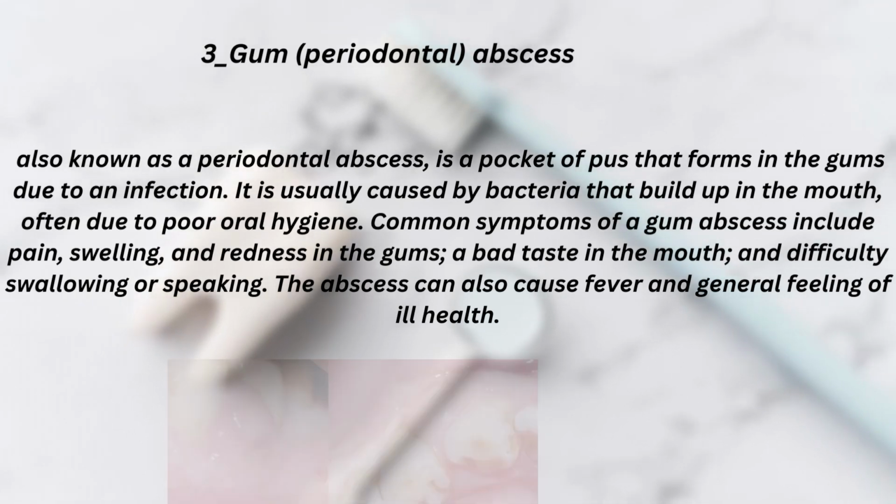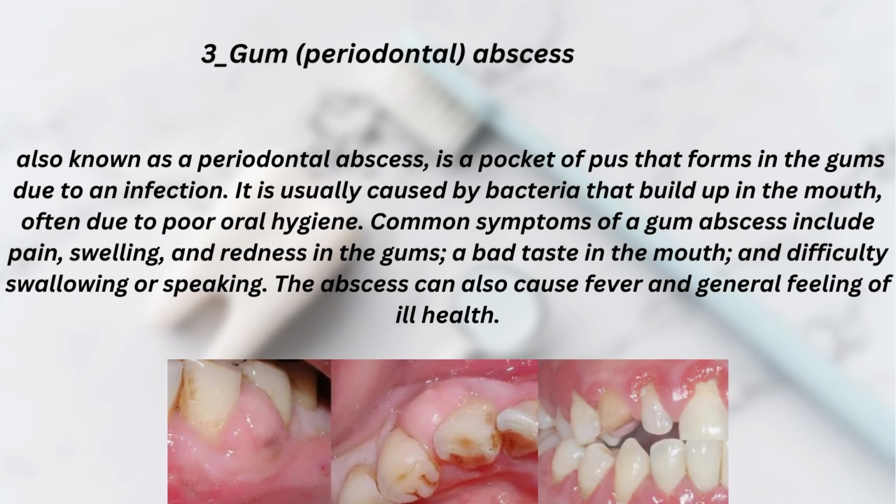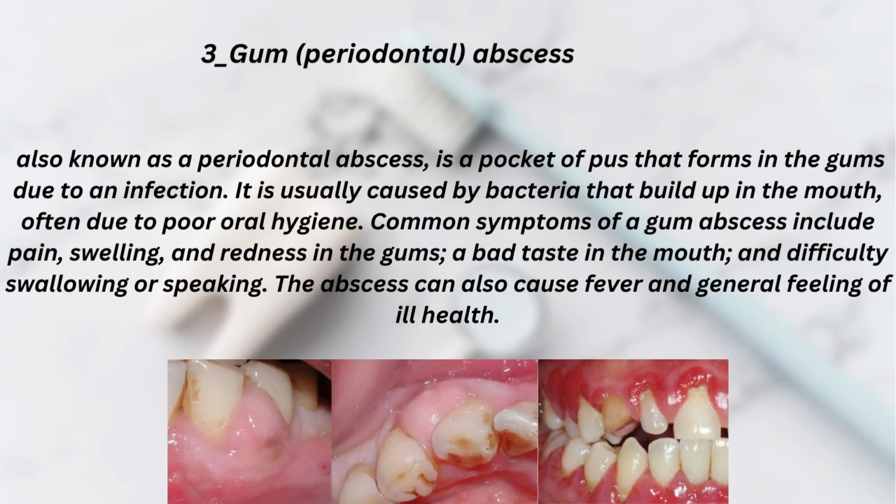Gum abscess, also known as a periodontal abscess, is a pocket of pus that forms in the gums due to an infection. It's usually caused by bacteria that build up in the mouth, often due to poor oral hygiene. Common symptoms of gum abscess include pain, swelling, and redness in the gums, a bad taste in the mouth, and difficulty swallowing or speaking. The abscess can also cause fever and general feeling of ill health.